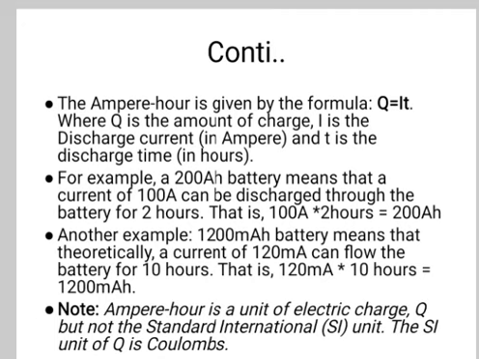For example, a 200 ampere hour battery means that a current of 100 ampere can be discharged through the battery for 2 hours. So 100 ampere times 2 hours is 200 ampere hour. Another example is a 1200 milliampere hour battery, which means theoretically a current of 120 milliampere can flow through the battery for 10 hours. That is 120 milliampere times 10 hours is 1200 milliampere hour. The ampere hour is a unit of electric charge Q, but not the standard international SI unit. The SI unit of Q is coulomb.